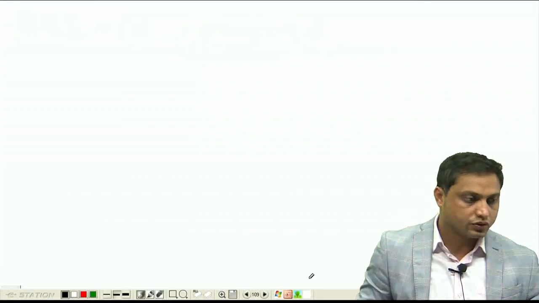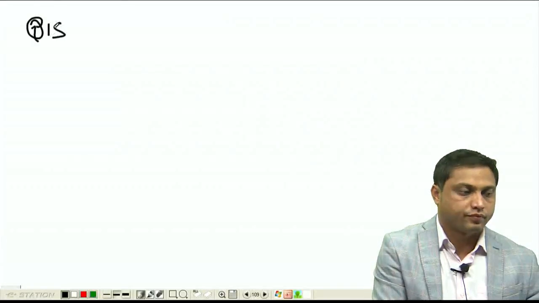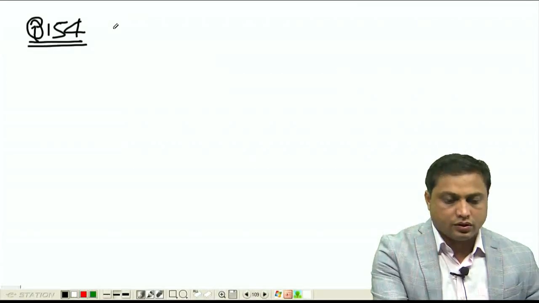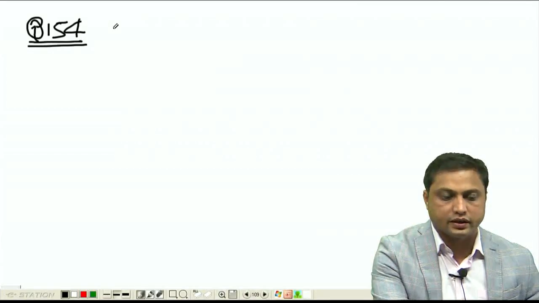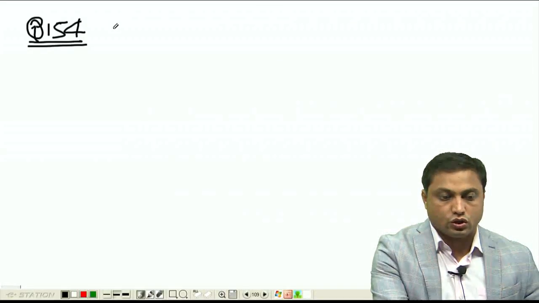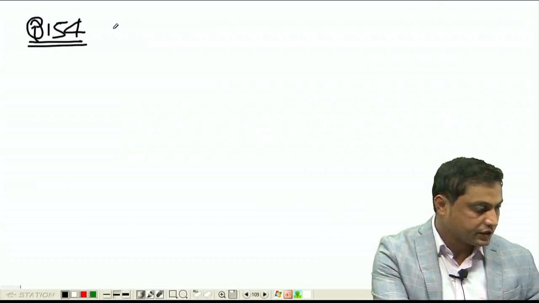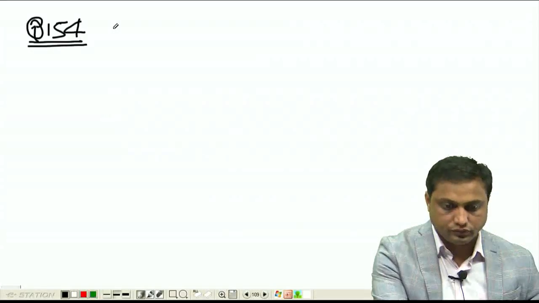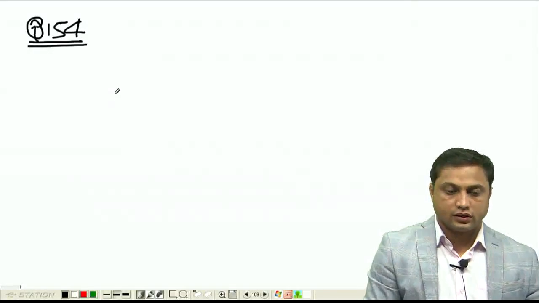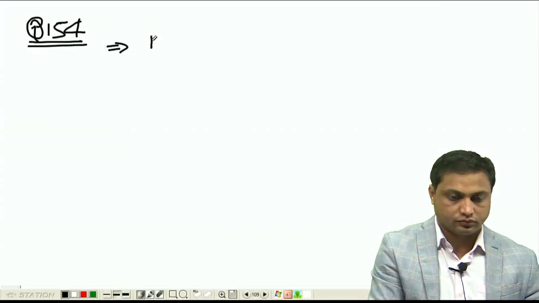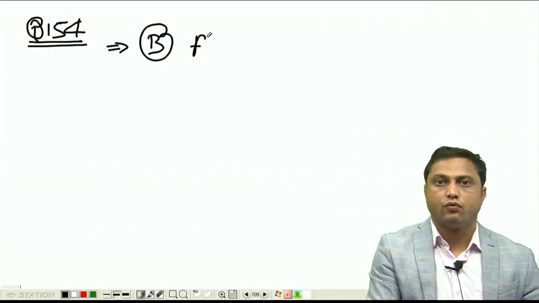Question number 154. It is a pictorial diagram and it states that an HIV patient presents with the lesion shown in the figure, most likely caused by which of the following. So it looks like the patient is having a fungal disease. So the answer will be B, fungus.